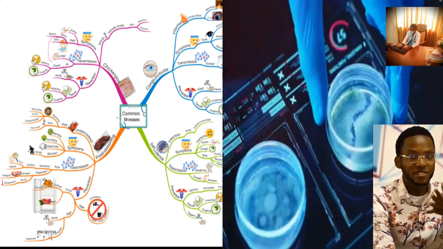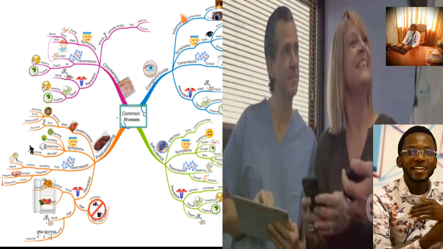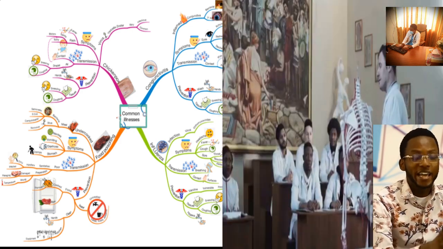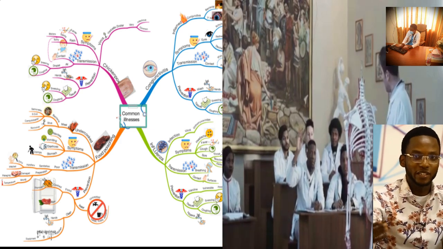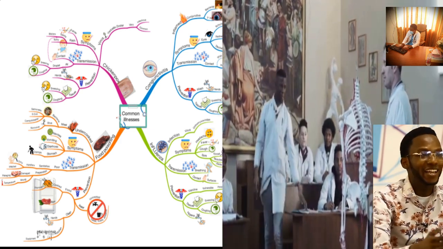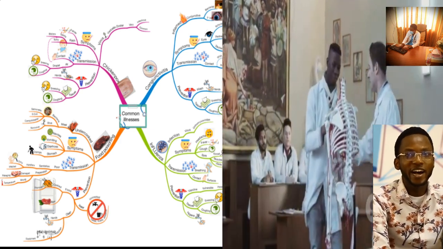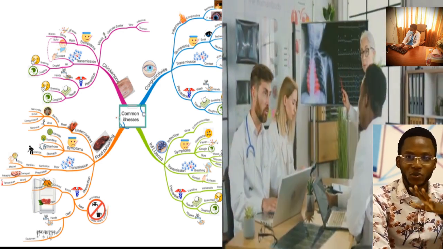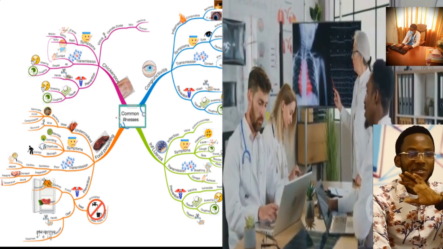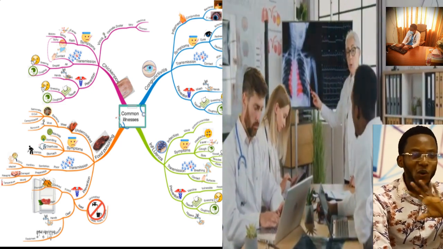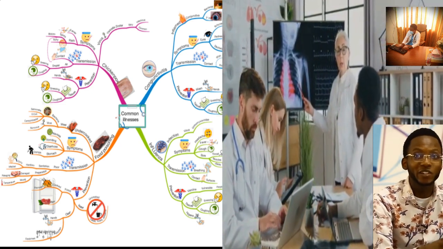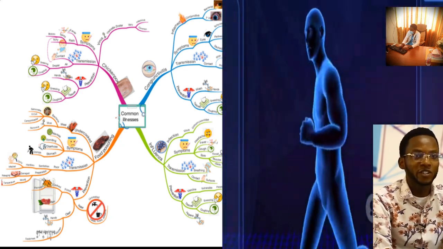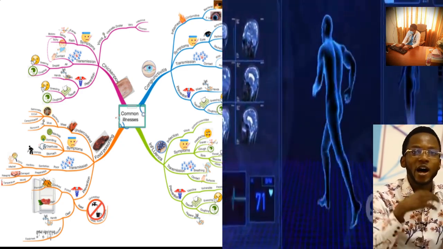Adults, 500 mg to 1 g every 6 to 8 hours, max 4 g/day. Children, 15 mg/kg every 6 to 8 hours, max 60 mg/kg/day. Ibuprofen. Adults, 200 to 400 mg every 6 to 8 hours, max 2.4 g/day. Children, 10 mg/kg every 6 to 8 hours, max 40 mg/kg/day.